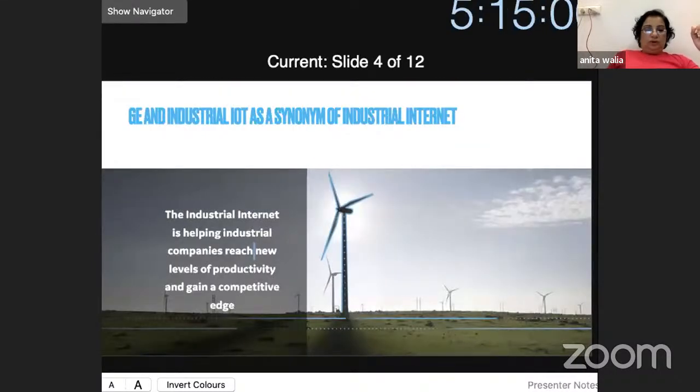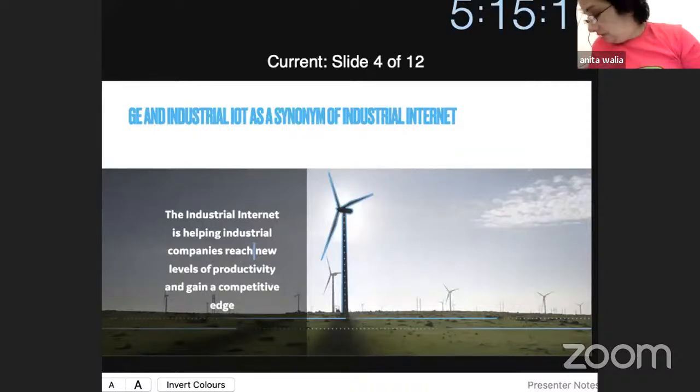Just a minute. GE is also a company which has formed the Industrial Internet Consortium. What is a consortium, students? Consortium means that when a company becomes an industry leader, like Walmart, they are the giants, one of the topmost and biggest companies in the world in terms of retailing, Walmart also has a consortium of all retailers. In India, we call it an association.